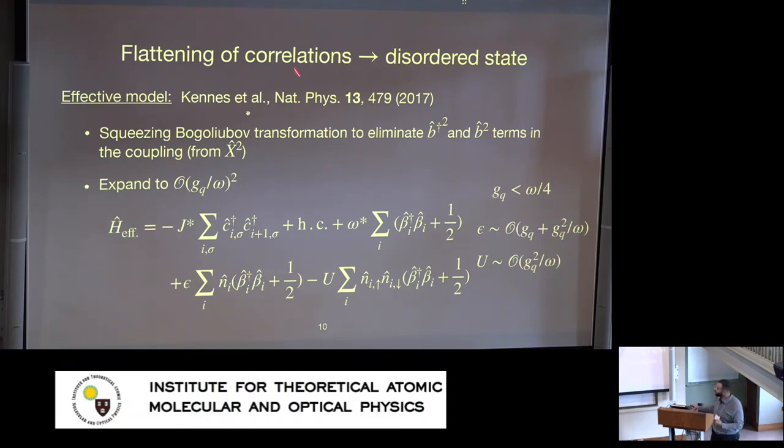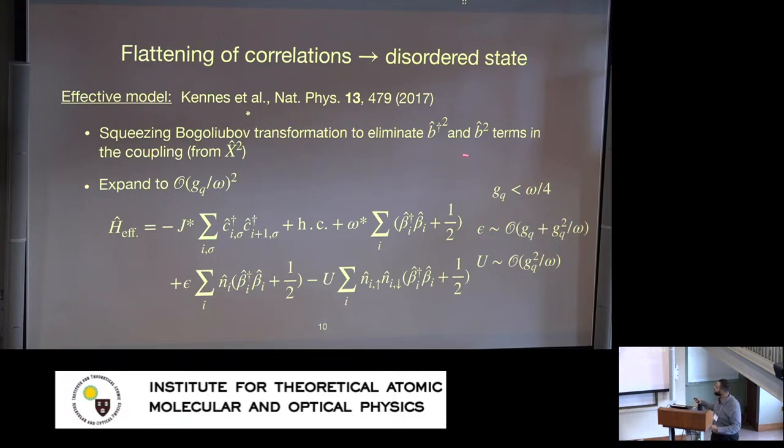So there's an effective model that was written by Kenneth et al., but this effective model missed some important features in the dynamics that I would emphasize. But let me take you through the effective model. The idea is simple. This X squared operator has phonon creation and phonon annihilation operators that do not conserve the phonon number. So we wanted to eliminate those phonon-number-non-conserving terms. There's a standard way of doing this. It's known as the Bogoliubov transformation, so you can do it.